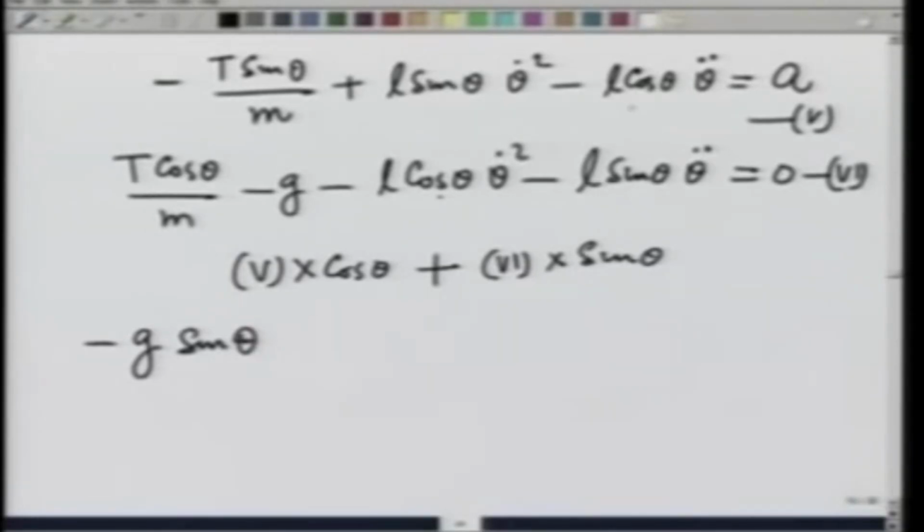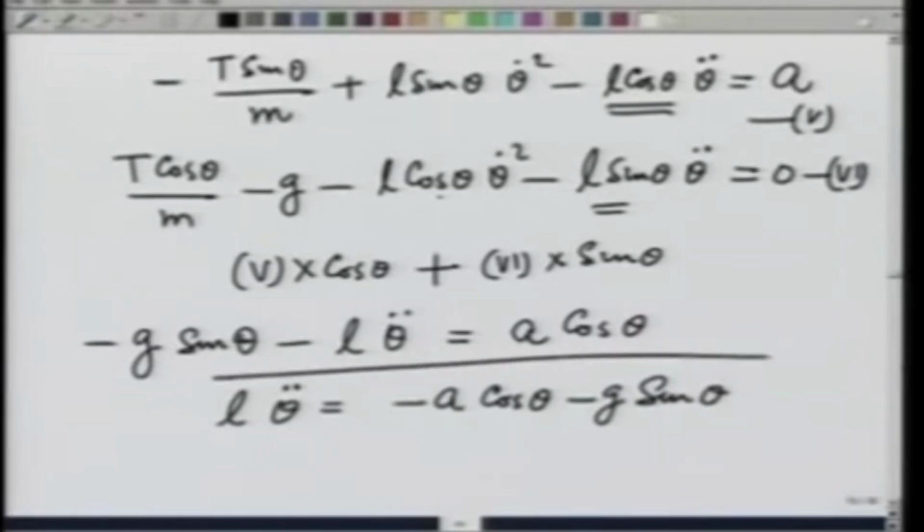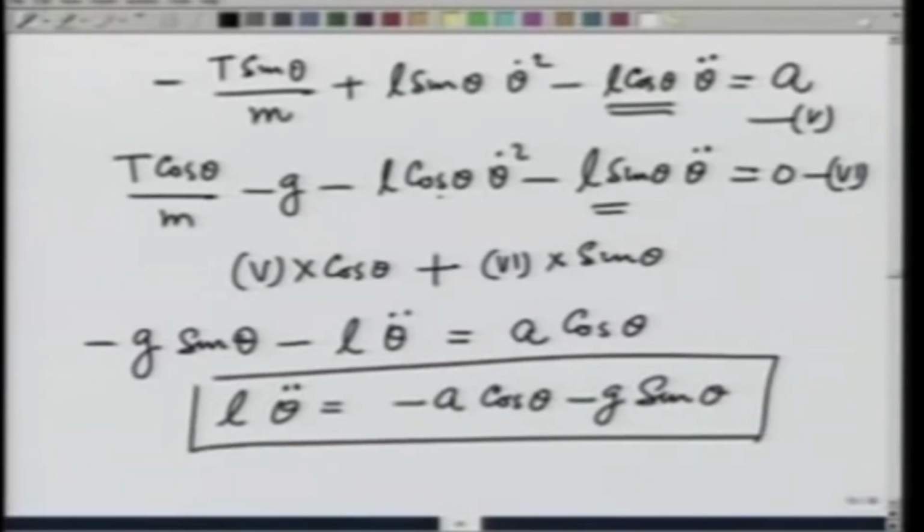These two terms give me minus L (cosine square theta plus sine square theta, that is 1) theta double dot is equal to A cosine of theta. In other words, L theta double dot is equal to minus A cosine of theta minus G sine of theta. That is my equation for theta. I have done my job. I solved this equation and I can get all the answers.